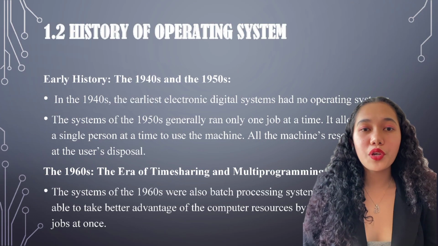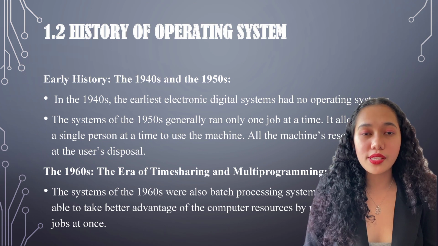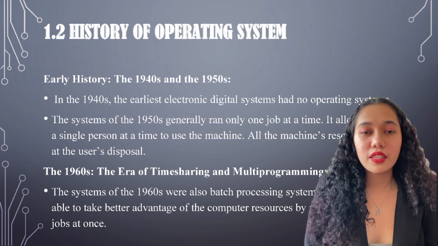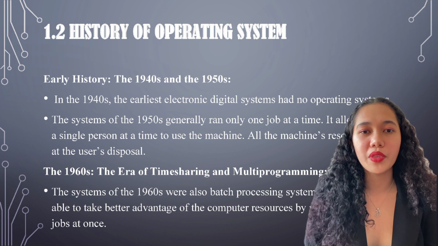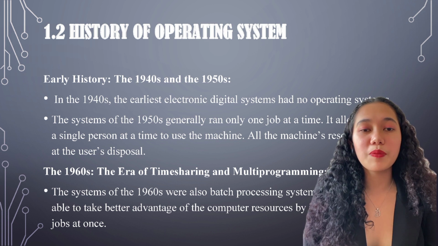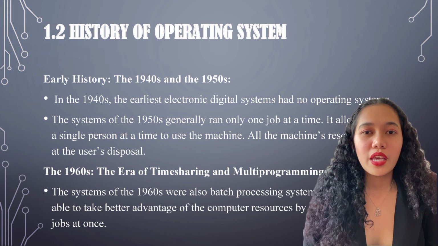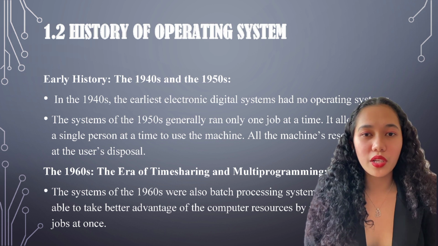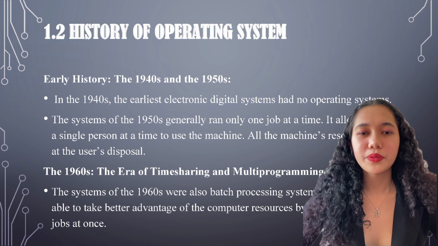The history of operating systems. Early history, the 1940s and the 1950s. In the 1940s, the earliest electronic digital systems had no operating system. The systems of the 1950s generally ran only one job at a time. It allowed only a single person at a time to use the machine. All the machine's resources were at the user's disposal.